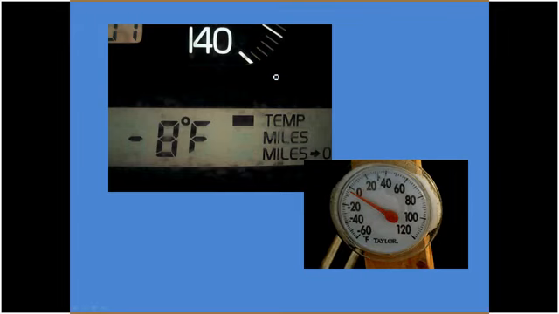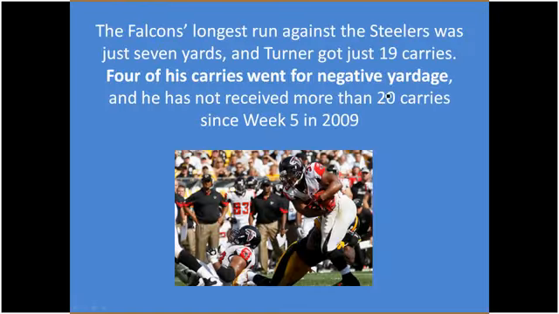Before we get to those, let's look at some places where we would definitely need negative numbers in our lives. Temperature is one place here. Unfortunately, I'm not a big fan of negative temperatures, but we need negative numbers to express negative temperatures. I found this little example from an article. The Falcons' longest run against the Steelers was just 7 yards, and Turner got just 19 carries. 4 of his carries went for negative yardage, and he has not received more than 20 carries since Week 5 in 2009. What does negative yardage mean in football?